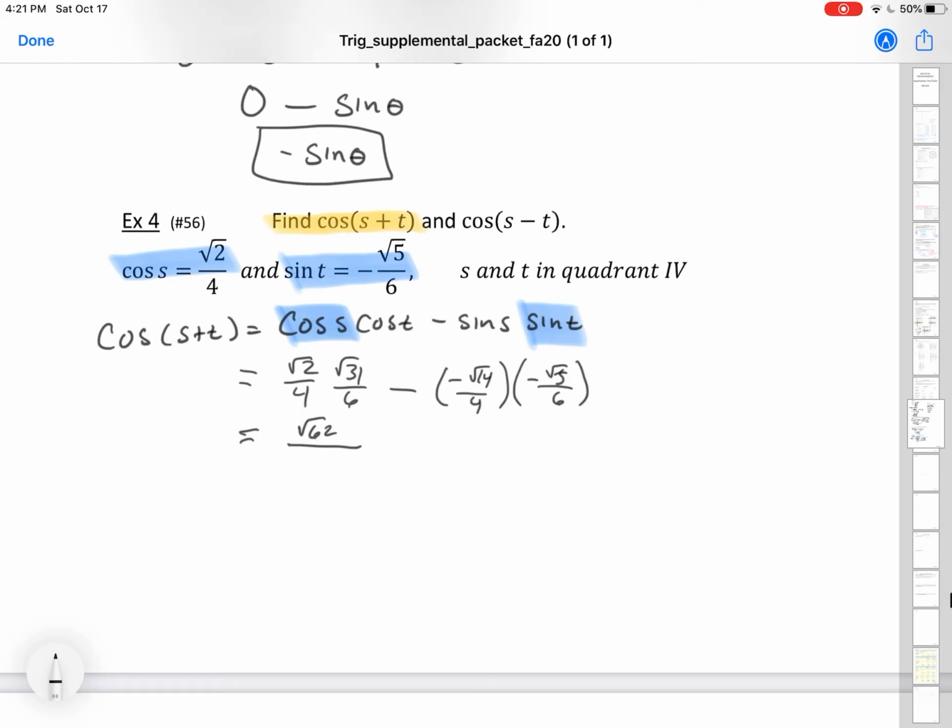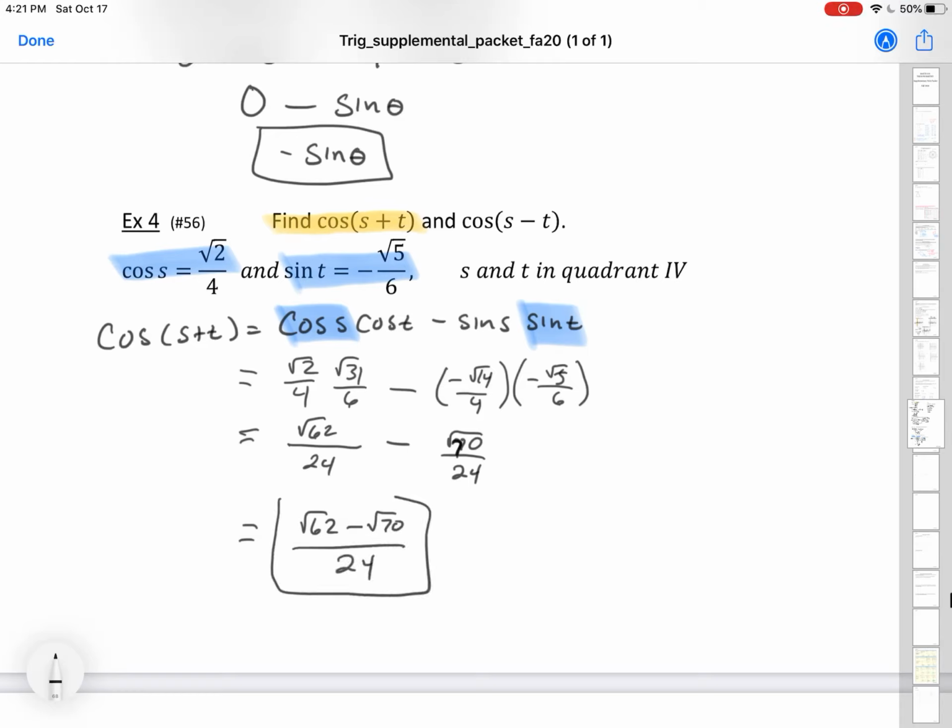Square root of 62 all over 24, minus, a negative times a negative is a positive, root, and then 14 times 5 is 70, all over the same 24. It's very unusual not to have that exact same common denominator. We are done. The answer is root 62 minus root 70 all over 24.